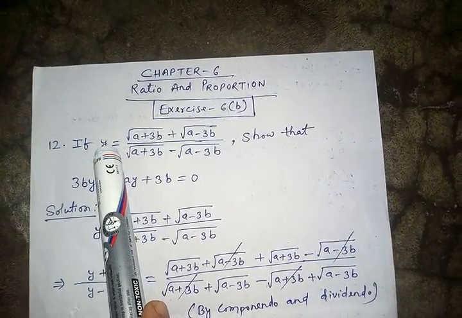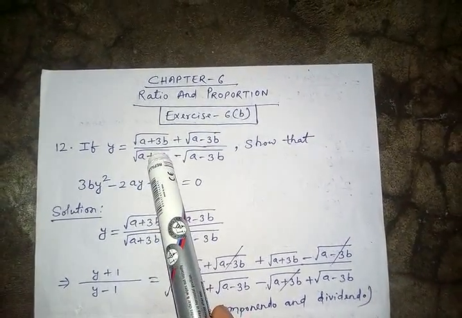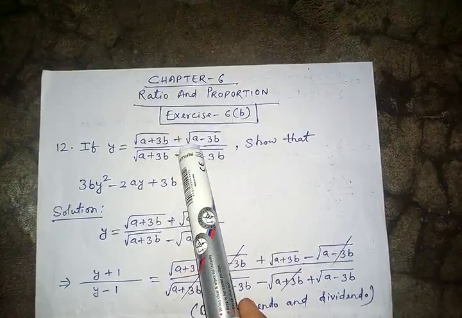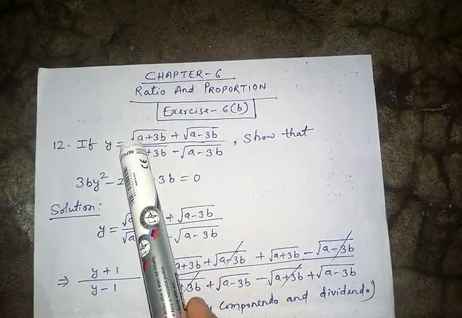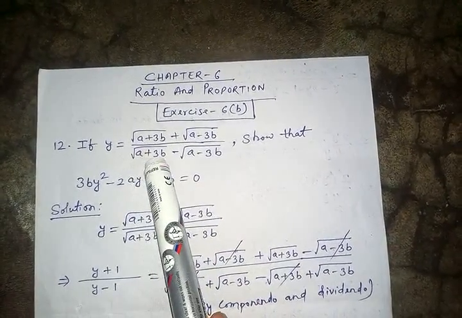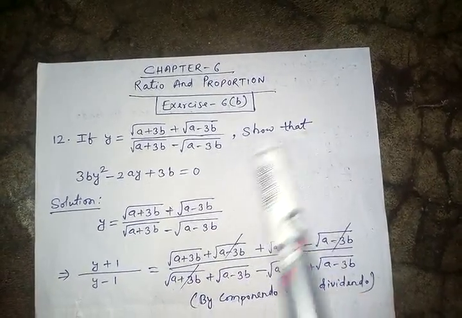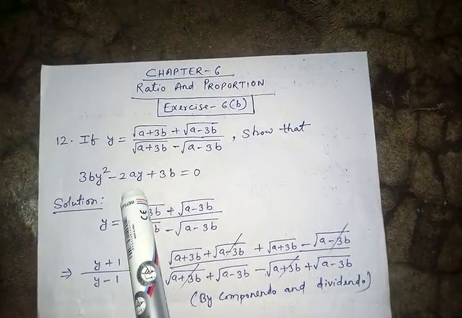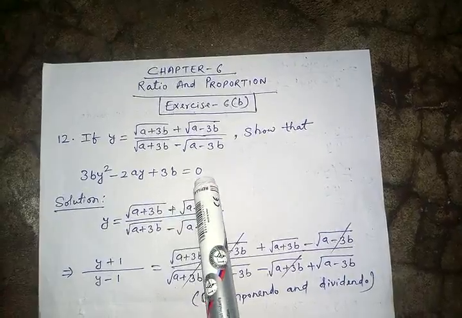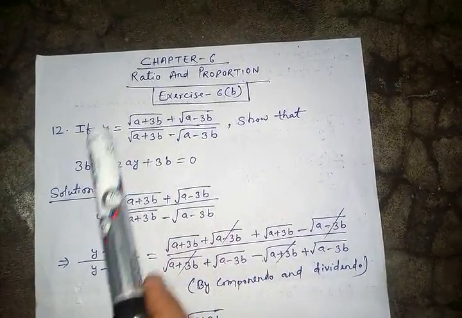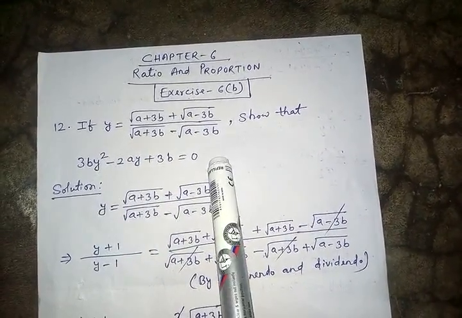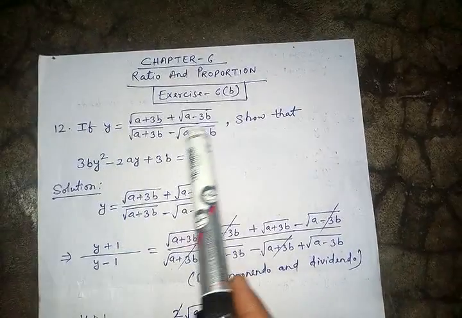So here y equal to root over a plus 3b plus root over a minus 3b, whole divided by root over a plus 3b minus root over a minus 3b. Then show that 3by square minus 2ay plus 3b equal to 0. So this is given here, children. We have to prove this. So we will start our solution from the given part.